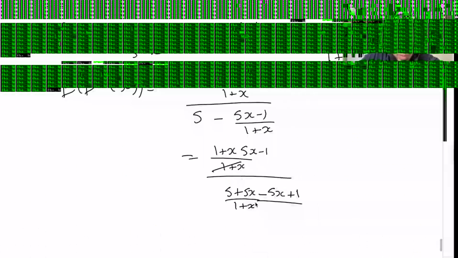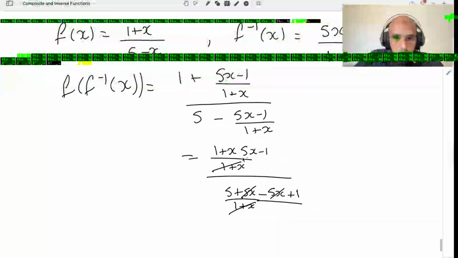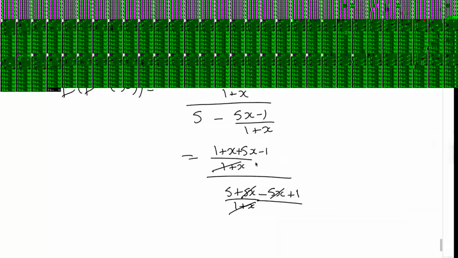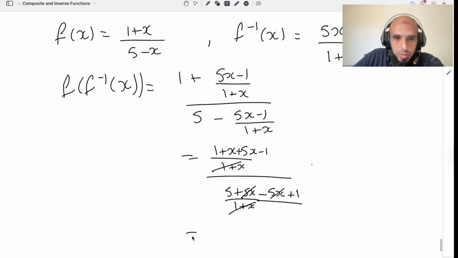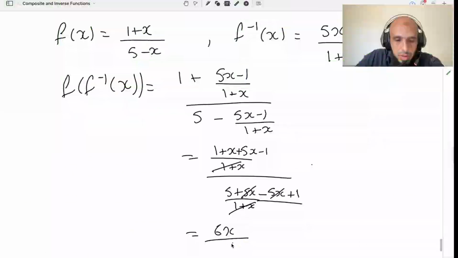So let's cancel out. So we are left, sorry, this is plus. So we are left with 6x divided by 6, which is equal to x.